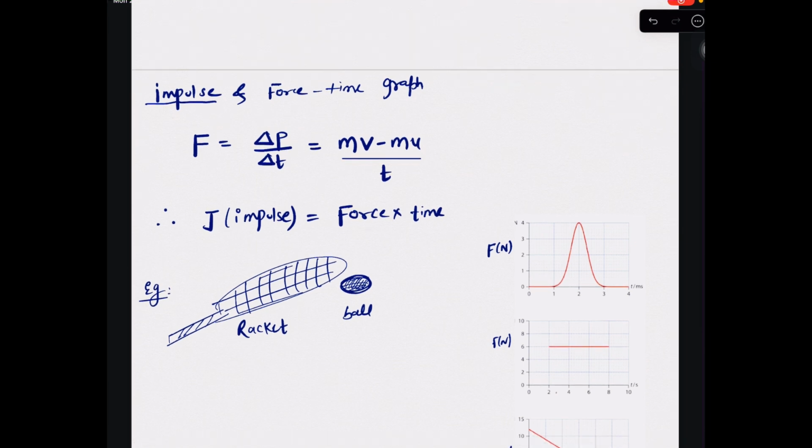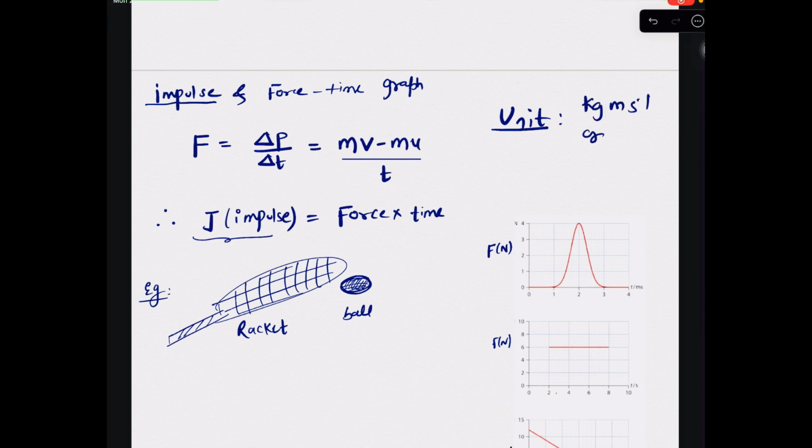Next concept is the impulse force-time graph. We know that force is the rate of change of momentum, which is (mv minus mu) upon t. So the impulse is basically J, which is force into time. If you talk about the unit for impulse, since it's a change in momentum, the unit could be kilogram meters per second, which is also known as Newton seconds as well.